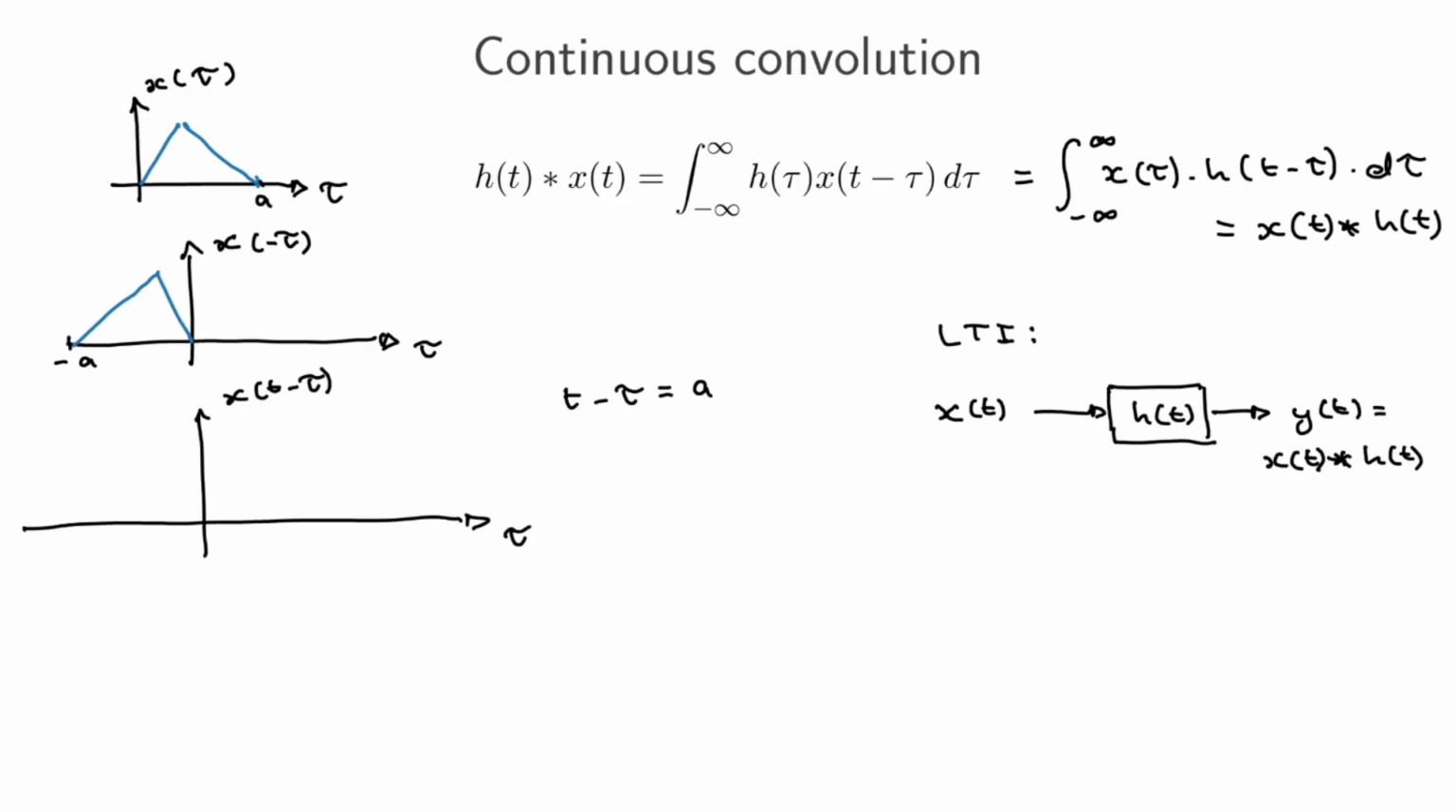So what is the value of tau when that happens? Well, tau is equal to, I take it to the other side, now I'm already confused, T minus A. So whatever happened where A was now happens at T minus A. So let's just say that's a T minus A.